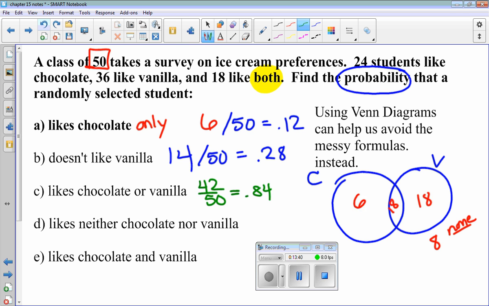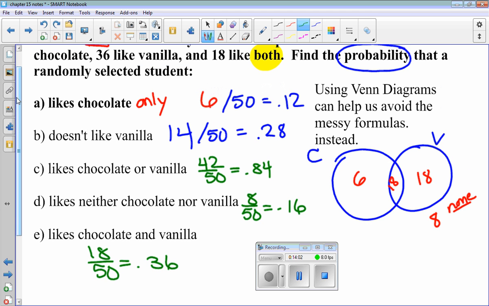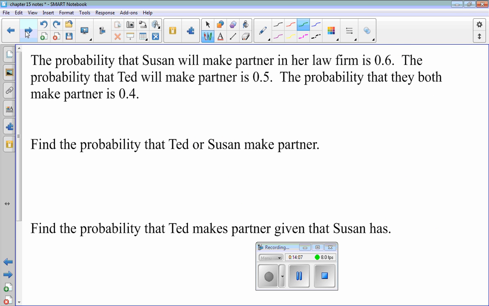Okay, let's keep going. Like neither chocolate nor vanilla would be 8 out of 50. 0.16. Okay. And then like chocolate and vanilla, 18 out of 50. 0.36. All right, very good. So again, organizing our information in a Venn diagram is just a way to really organize our process, organize our information. Here's another one, but this time I'm giving you the probabilities. A little bit different. Okay? So let's look at this particular situation.